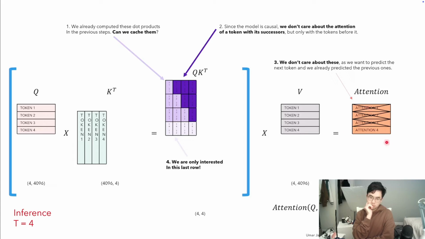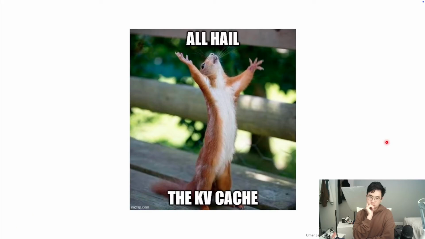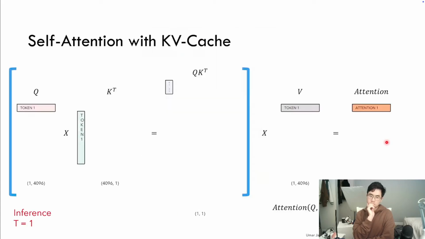So is there a way to remove all these redundant calculations? Yes, we can do it with the KV cache. Let's see how. With the KV cache, basically, what we do is we cache the keys and the values, and every time we have a new token, we append it to the keys and the values, while the query is only the output of the previous step.